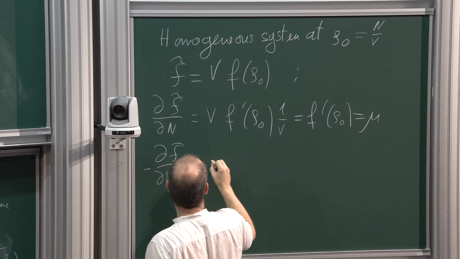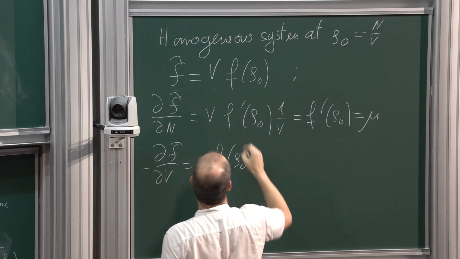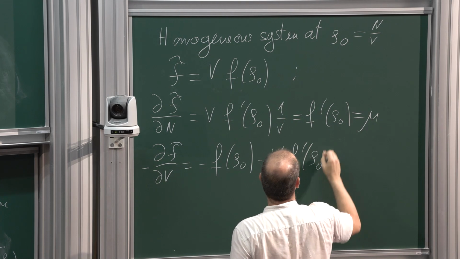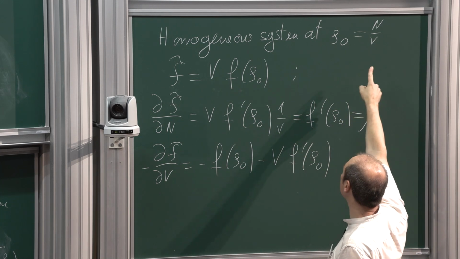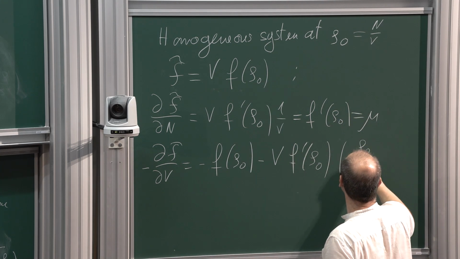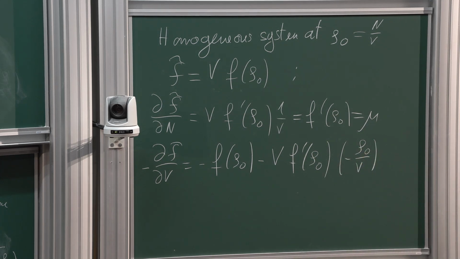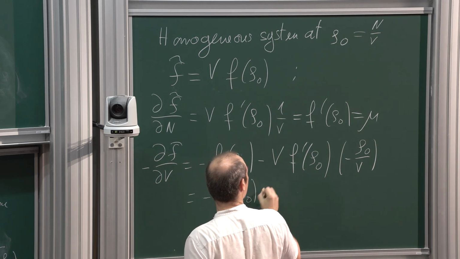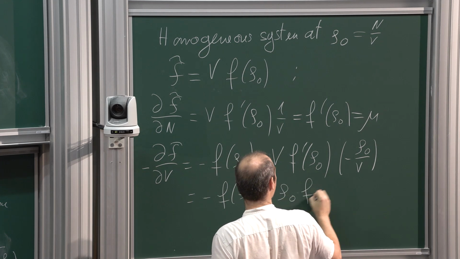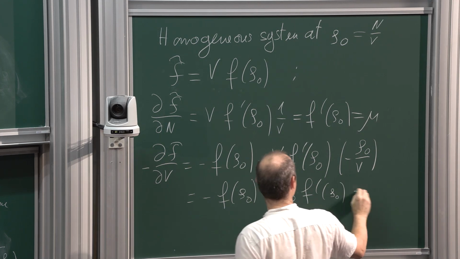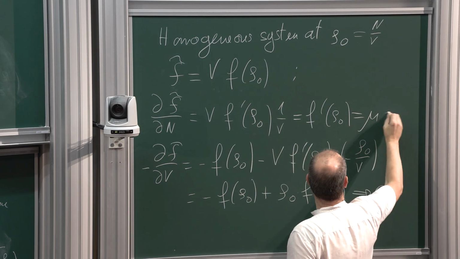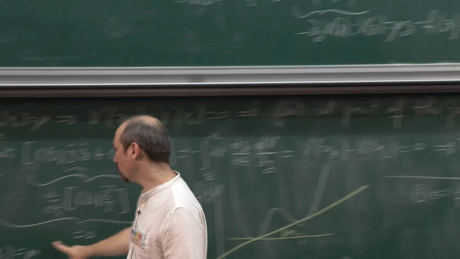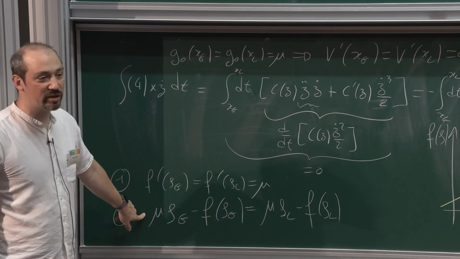I get minus F of rho naught, minus V F prime of rho naught. And if I look at the derivative of rho naught with respect to V, I get minus rho naught over V. And so you see that what you get is minus F of rho naught plus rho naught F prime of rho naught, which is my condition 2. So my condition 1 is the equality of chemical potential, and my condition 2 here is the equality of pressure.